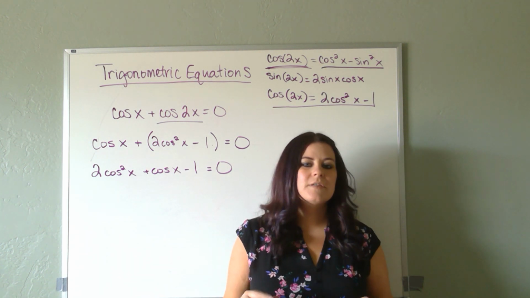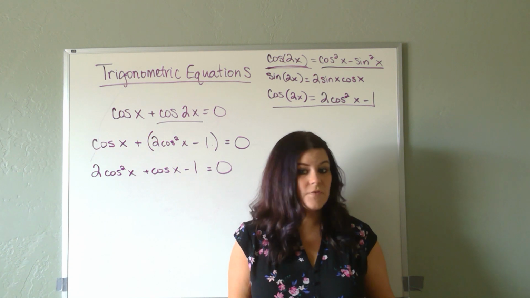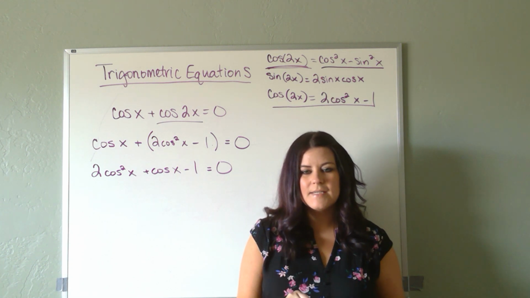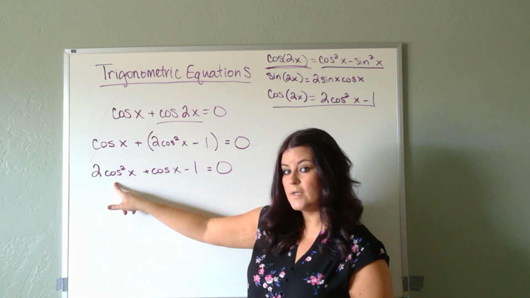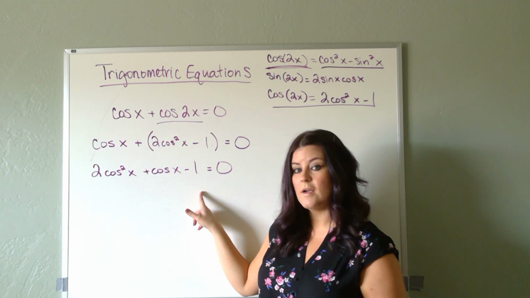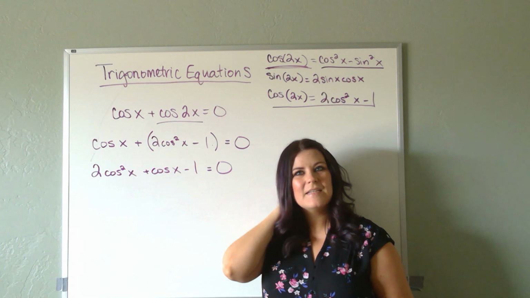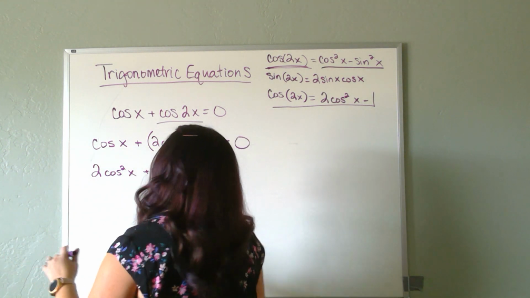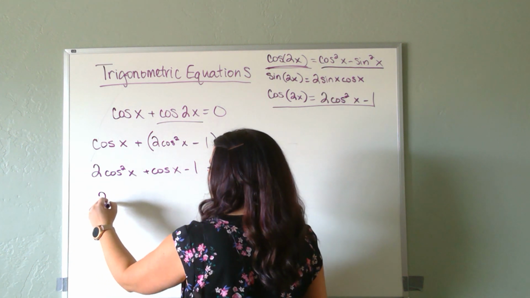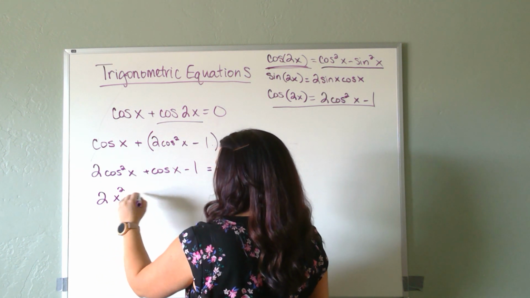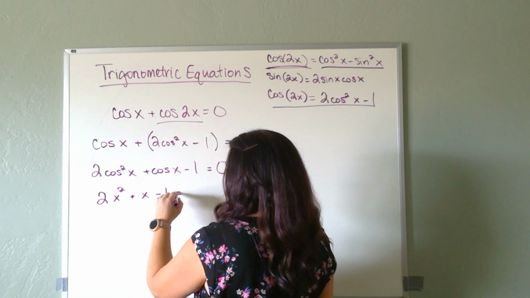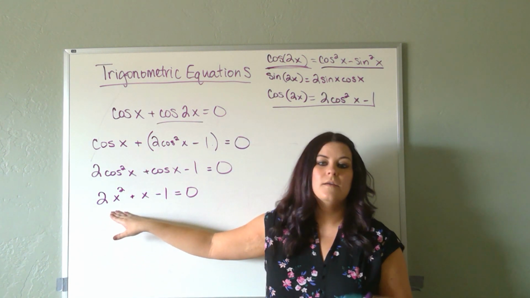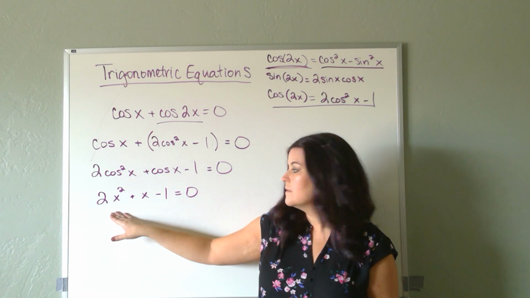Does anything about this jump out at you as far as factoring goes? Maybe not, and that's okay. But when I see a something squared, something to the first power, and then a constant, the factoring technique that I want to use is quadratic. What if this was 2x squared plus x minus 1 equals 0? So what if we didn't have cosines? What if we were just looking at a straight equation with x?